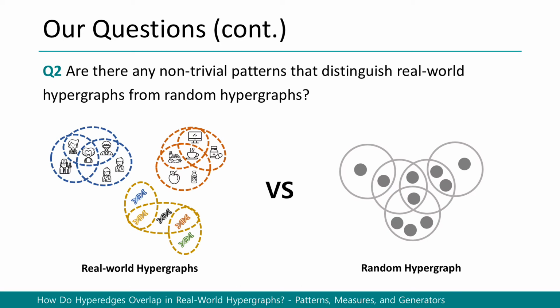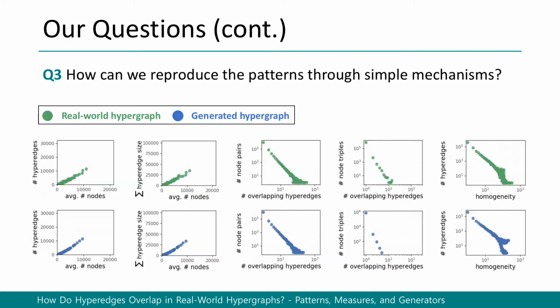Second, are there any non-trivial patterns that distinguish real-world hypergraphs from random hypergraphs? We compared the overlapping patterns of hyperedges in real-world hypergraphs to those in random hypergraphs. Third, how can we reproduce the patterns through simple mechanisms? We propose a novel hypergraph generation model that creates realistic hypergraphs that preserve the patterns observed in real-world hypergraphs.